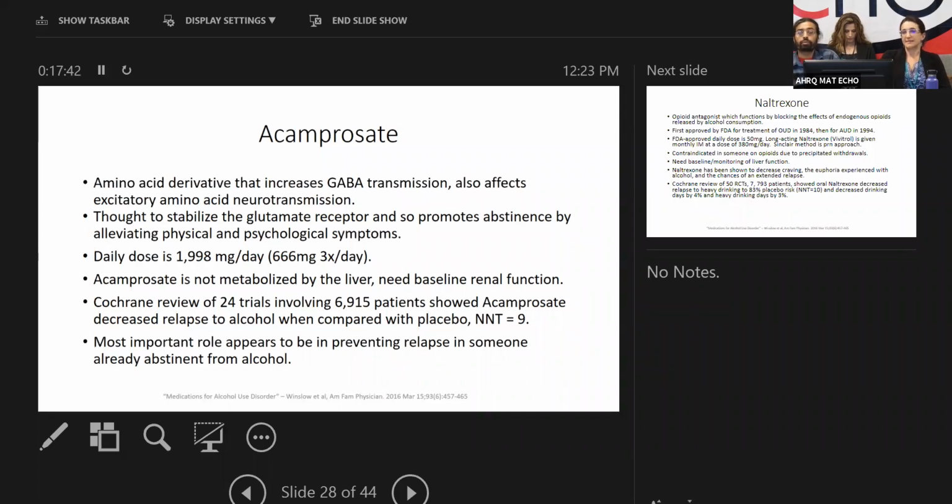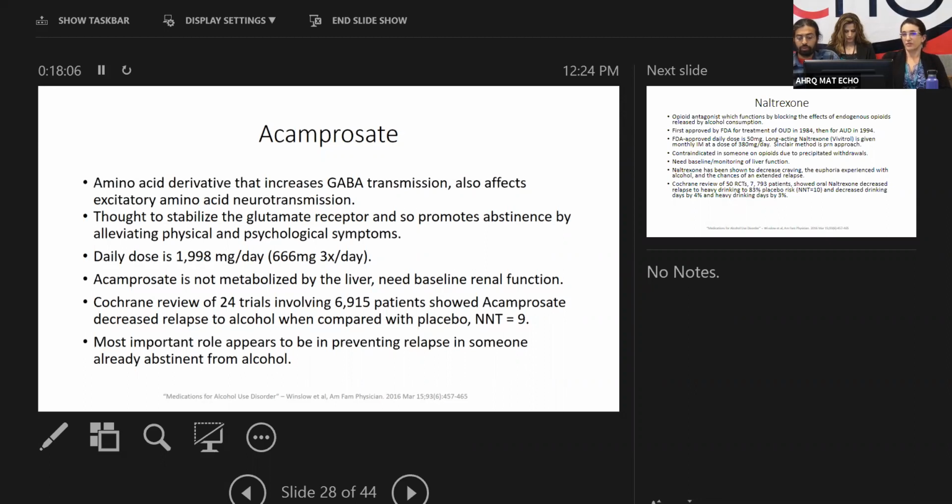But it's not metabolized by the liver, so this is the key with this one. So for people who have contraindications to naltrexone or perhaps disulfiram due to liver disease, they can take this one. They do need baseline kidney function. And there's a fair amount of evidence. Most of the evidence, I believe, actually comes out of European trials.